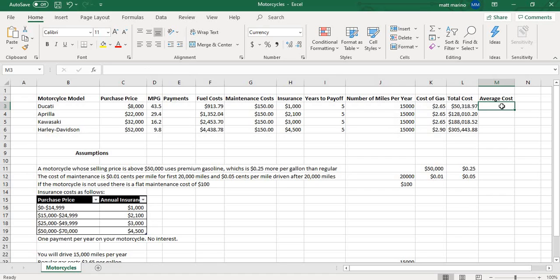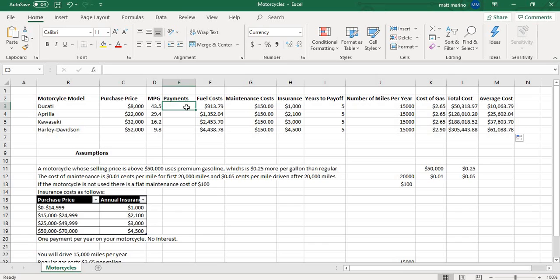So now how do we calculate our average cost? We divide our L3, the total cost, by our years to pay off. We do not need an absolute cell reference here for the years to pay off because we already have it featured within the I column. We hit enter, we get our value, a little over 10,000. We autofill down for all 4 of our motorcycles.